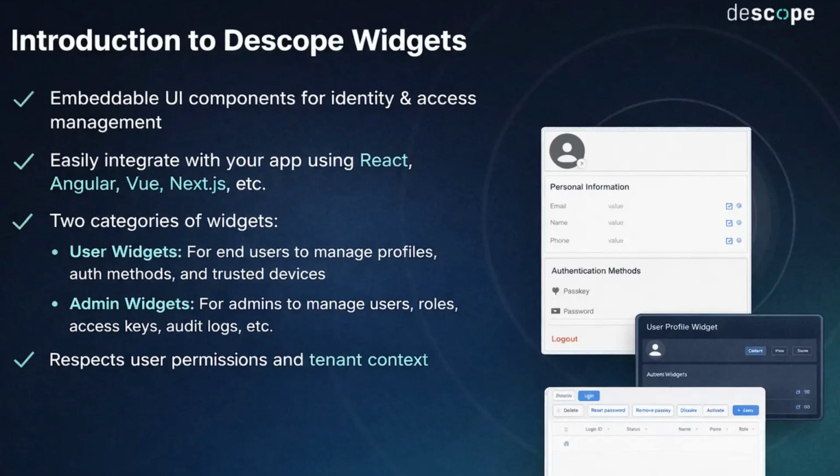There are two main categories of widgets. One is user widgets, which are designed for end users. These allow users to manage their own profiles, authentication methods, as well as see and sign out of all trusted devices. The second type is admin widgets, which are designed for administrators and tenant admins. These allow admins to manage users, roles, access keys, audit logs, and tenant-level configuration directly from within the application.